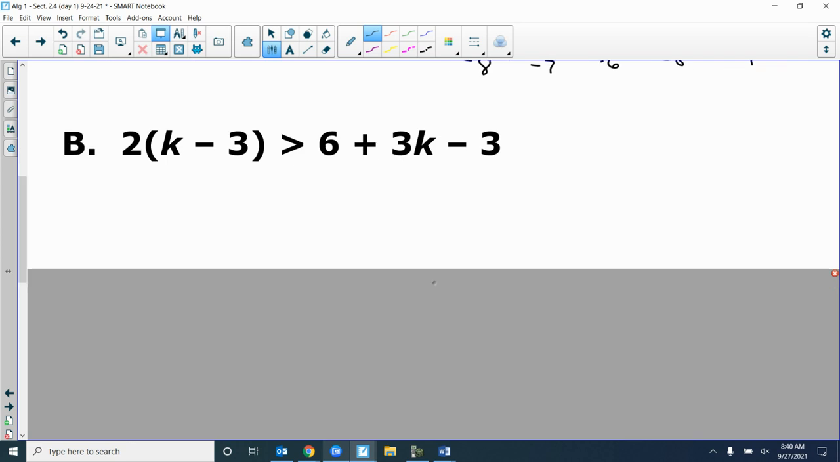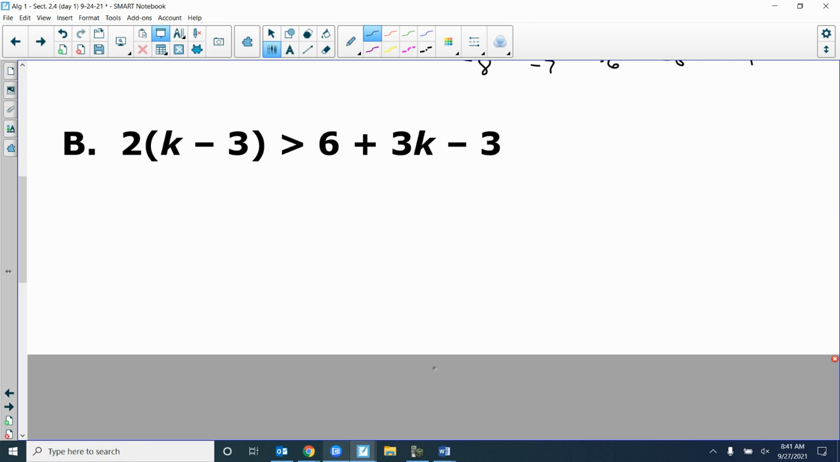All right, now we got a bunch of stuff going on. Key things we're going to keep talking about: simplifying before you move everything to the left and right. So you get 2 times k minus 3 is greater than 6 plus 3k minus 3. All right, distribute the 2 first. 2k minus 3. No, it would be 2k minus 6. All right, on that right-hand side, combine any like terms, and there are.